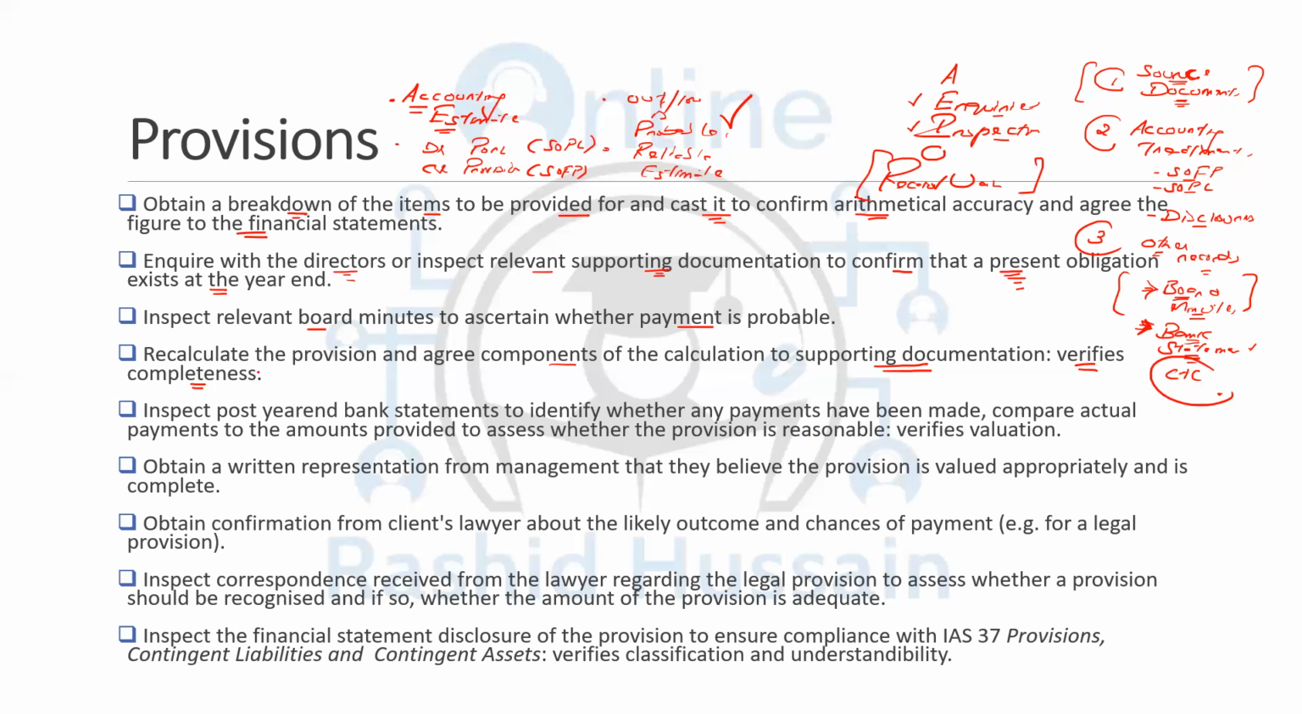the full meaning, like here, recalculate the provision. Okay, so if you stop here, then the procedure would be incomplete. Why are you recalculating the provision? And then you continue it and agree the components of the calculation which you have done to the supporting documentation. Now, what is the supporting documentation? For example, if they've given the provisions about warranties, then the warranty is the supporting documentation. If it's about the litigation, then litigation is a supporting documentation. Like in the litigation, there would be the amount of damages being claimed. So you recalculate the provision and then you compare it with the damages which has been claimed. So if there's a material difference, then the provision is incorrect.